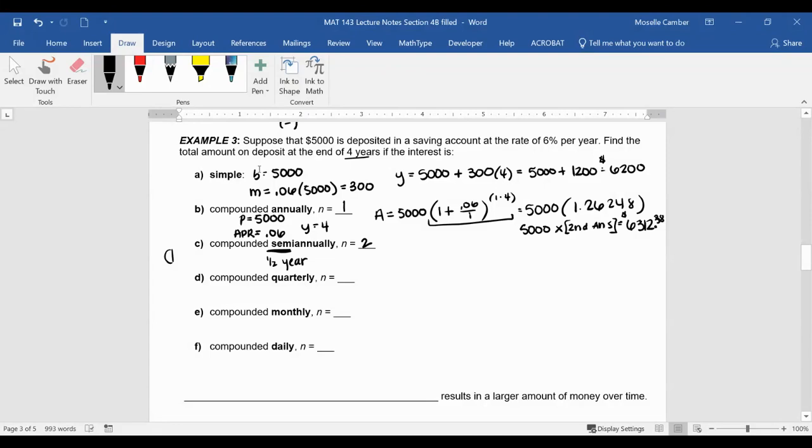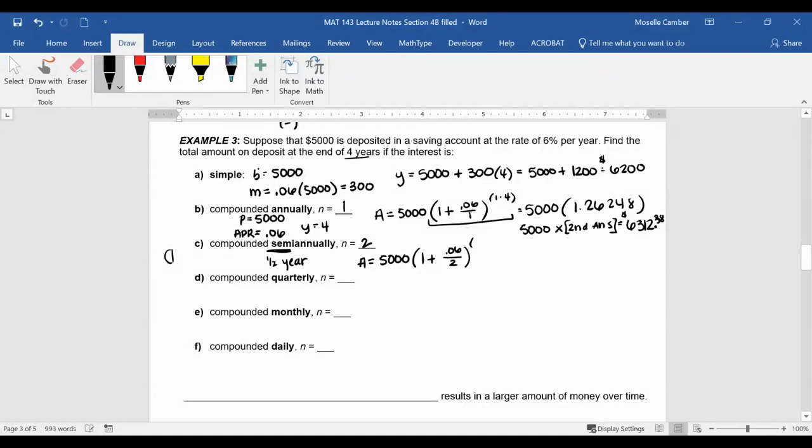Okay, so my P and my APR stay the same, and my Y. So this time the only thing different, so I still start with 5,000, and my rate is 0.06, but this time it gets compounded twice. So I need to take my yearly rate and divide it by 2 to get the rate for each half of the year.